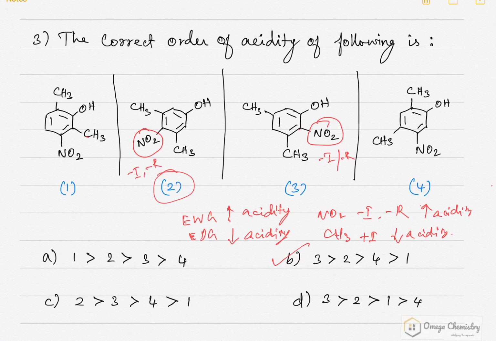In the fourth compound, NO2 group is present at the meta position, so minus R effect will become null and void and minus I effect will only be there, whereas this methyl group will have a plus I effect. And in the first compound, again NO2 group is at the meta position, so only minus I effect is observed, whereas you have two methyl groups, so this compound will have maximum plus I effect. That's why the order.